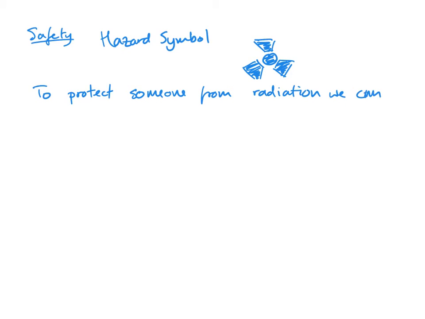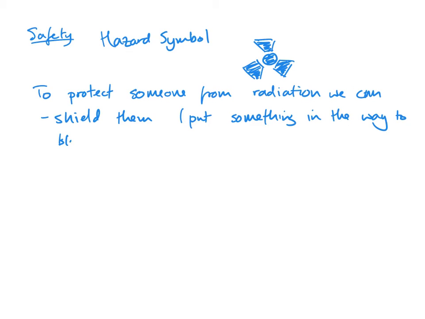To protect someone from radiation, we can shield them, so that means putting something in the way to block the radiation, and that would have to be appropriate to the type of radiation involved. Right? There's no point in putting thin aluminium with a gamma source, for instance.